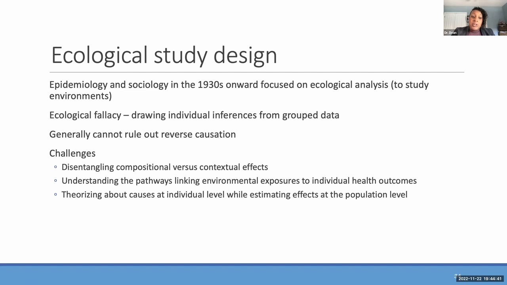It can be difficult to understand the pathways to link these exposures to individual health outcomes. And then also, so much of our thinking is on the proximate, when we theorize about cause at the individual level, but then we're estimating effects at the population level. That creates a disconnect because, as I said before, what's happening at the individual level might not exactly map onto what's happening at the population level.